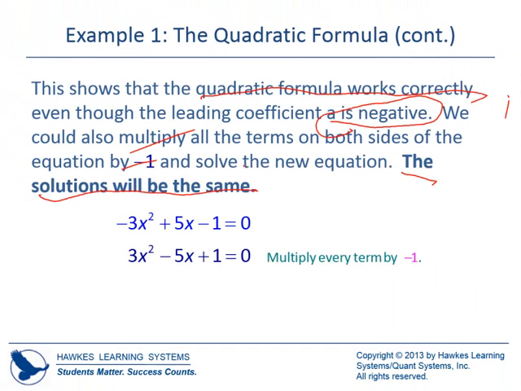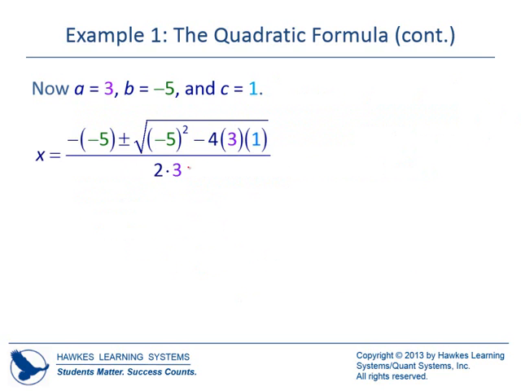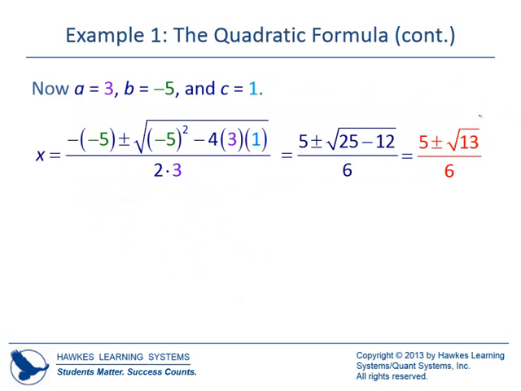Like this one right here, we can just multiply everything by a -1 right here. And we've got a positive 3x squared, negative 5x, -1 times -1 gives me a +1. Of course, this would be 0. Same thing, it works. Same value.